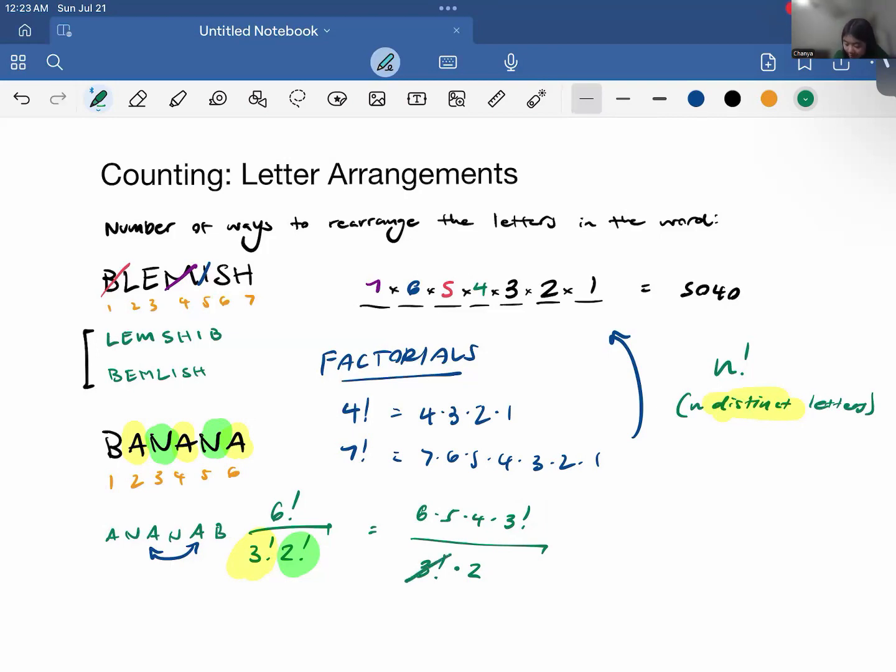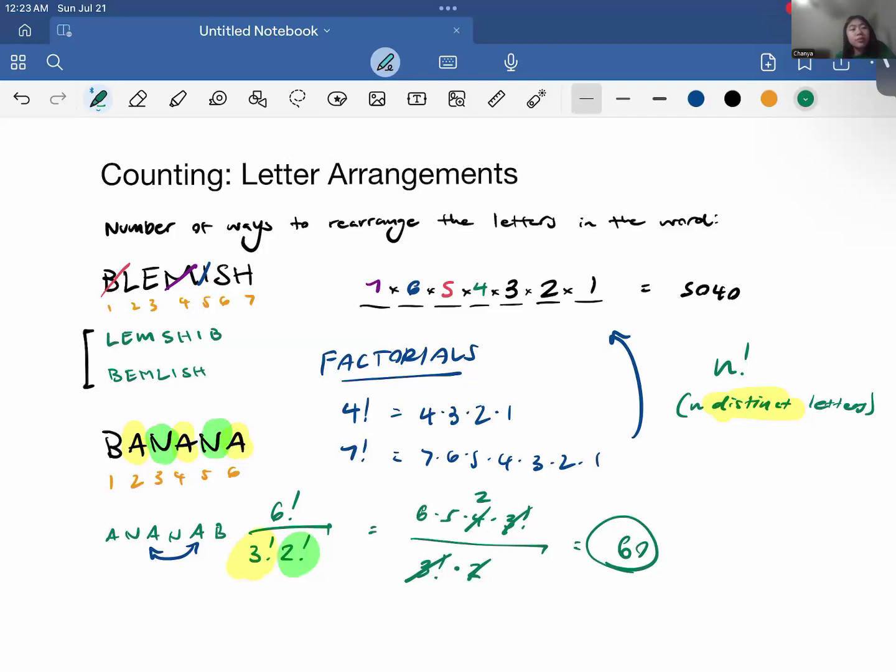We notice that you can cancel these 3 factorials. So writing out your factorials in this way can actually make your job a little bit easier. And then you can cancel the denominator with the numerator as well, because they have a common factor of 2. And you get that there are 60 ways to rearrange the letters in the word banana.